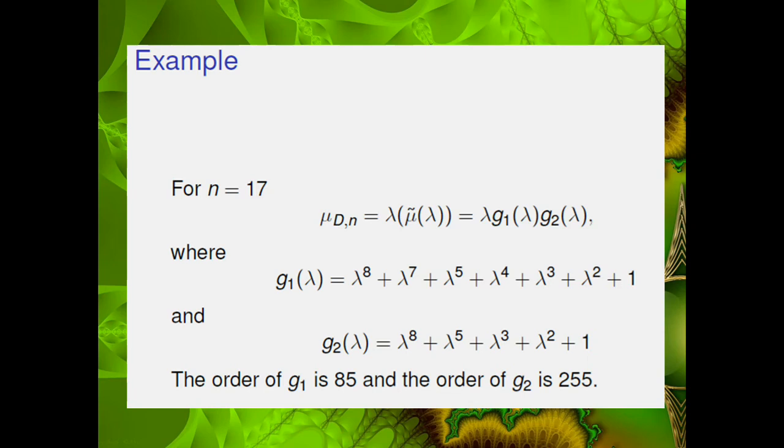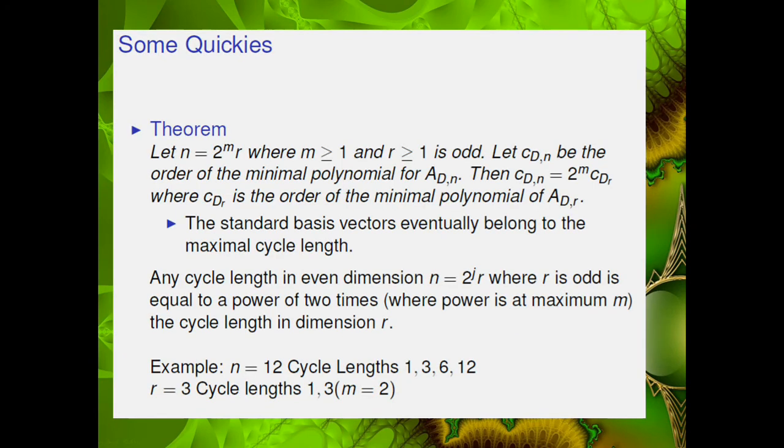And I calculate the orders. G1 is 85 and G2 is 255. Calculating the orders is not easy, but Maple, so Matt, you worked with Mathematica. Maple is another computer algebra system, and it's very good at doing calculations over fields, finite fields. And so it would calculate these orders for us. So we wrote code inside Maple to do this for us. And that's how we were able to calculate all those periods that you saw in the table.